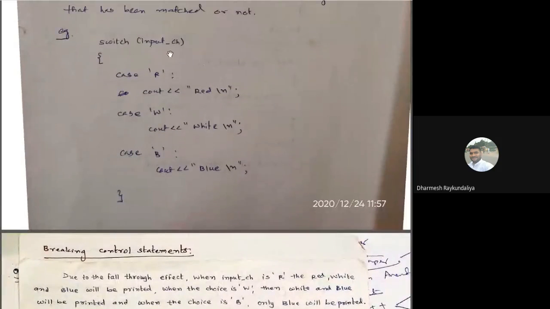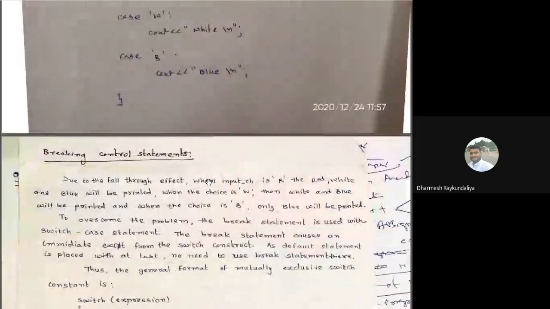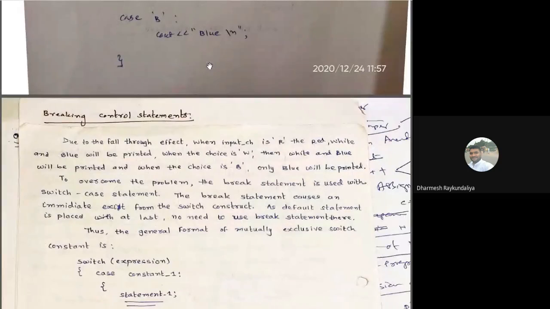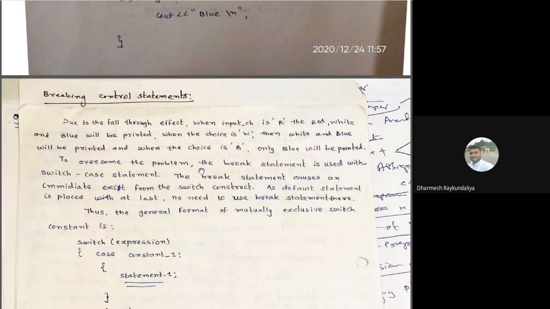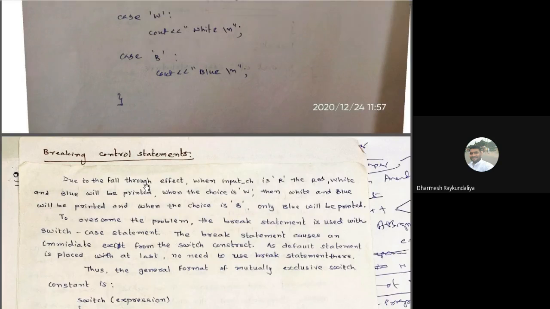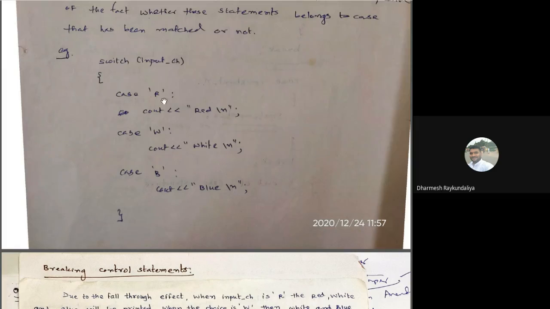If you have supplied the input character as W, then that W is matching with the case constant W, it will print white and blue. And if you give B, then only blue will be printed. To overcome this problem, the break statement is used with the switch case statement. So if I am giving R, then it should only print red. If I am giving W, it should only print white. And if I wish to give B, then it should print only blue.